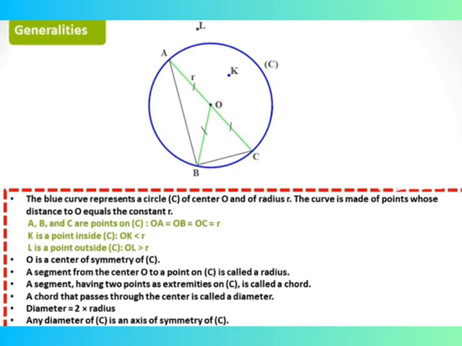And as shown before, the diameter equals 2 times radius. And any diameter of C is an axis of symmetry of circle C.